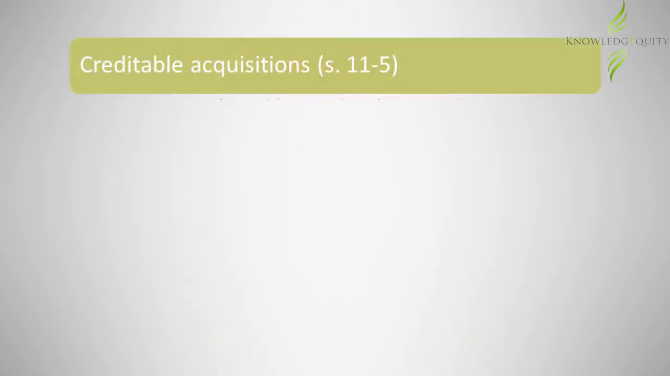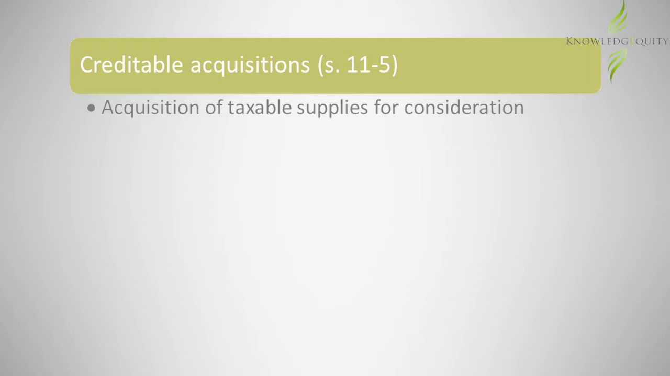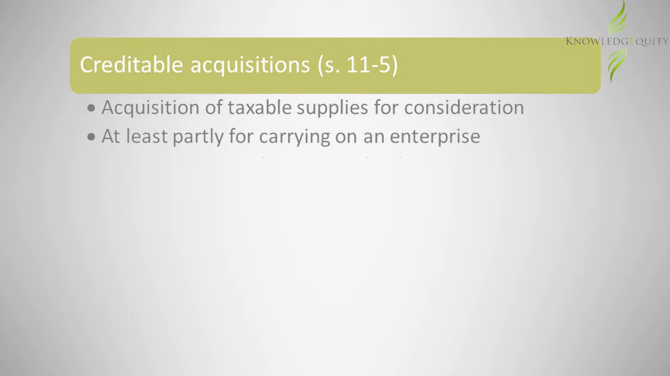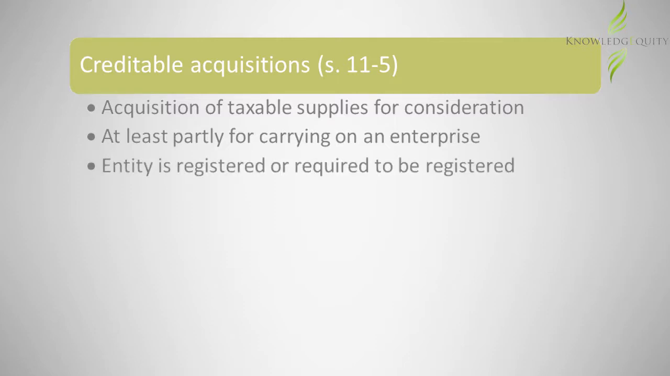Where a GST liability arises for an enterprise making a taxable supply, an entity is entitled to an input tax credit for a creditable acquisition. Creditable acquisitions arise on the acquisition of taxable supplies for consideration, that are at least partly for carrying on an enterprise, and where the acquiring entity is registered or required to be registered.